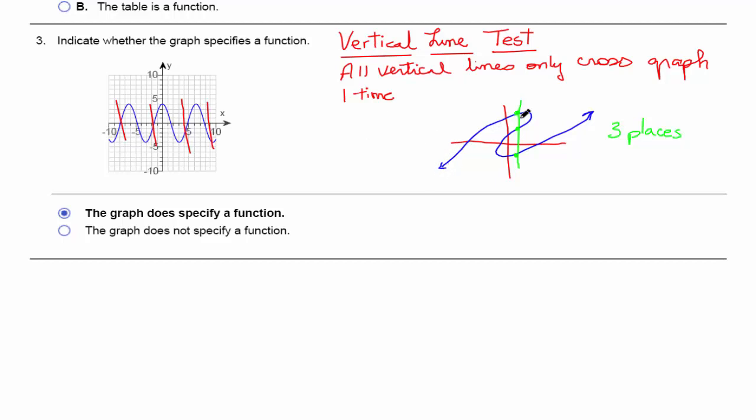So in this example I drew here, this vertical line would touch the graph in more than one place, so it's not a function. Whereas this one only crosses once each time, so yes, it is a function.